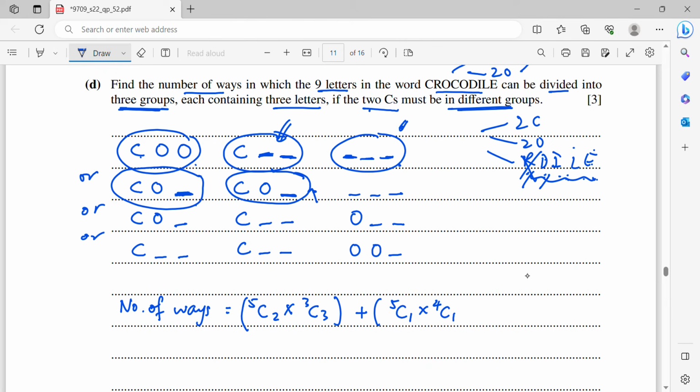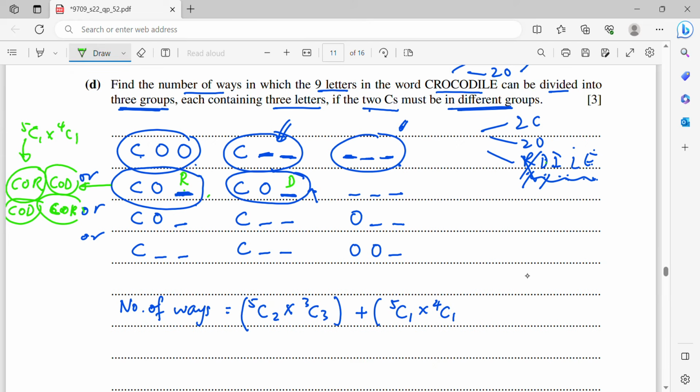Okay, now from here you have to be careful. Please take notes on this. Let's say, for example, first one I have chosen R. Second one I have chosen D from the R, D, I, L, E. So for your information, if you write 5C1 times 4C1 for the first and second group, it also means COR, COD. Okay, these two are the groups. And it could be COD, COR. Right? So when you write 5C1 times 4C1, it will give you both of them.